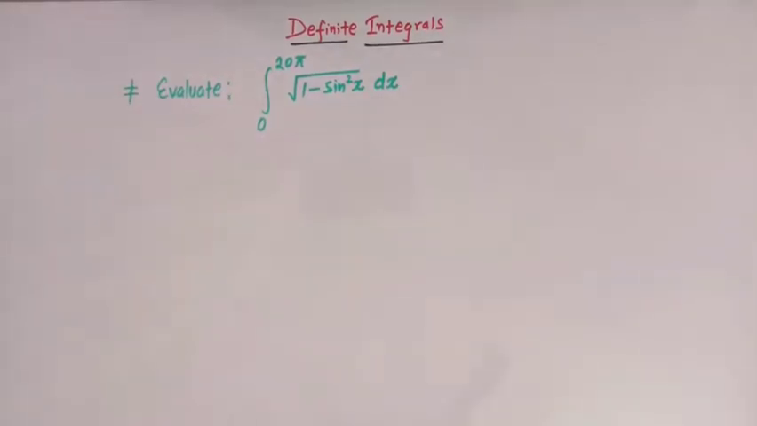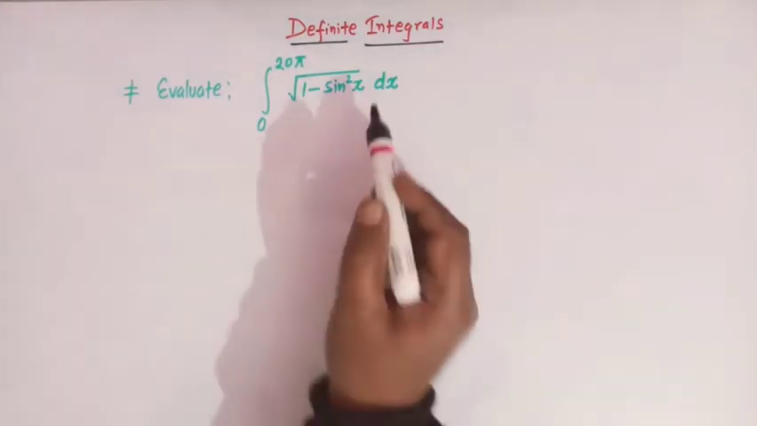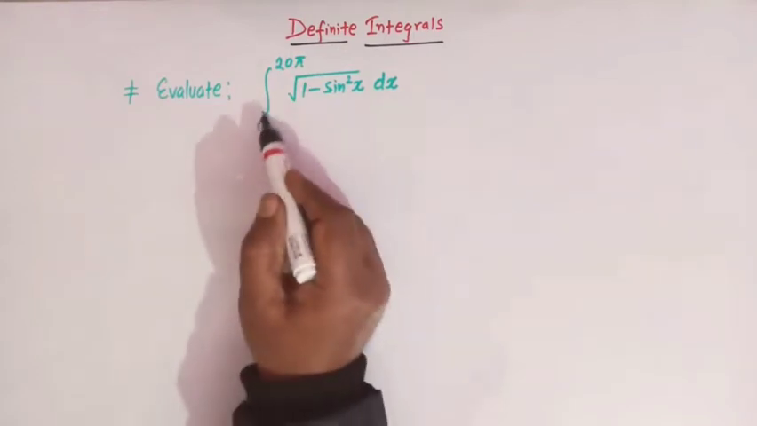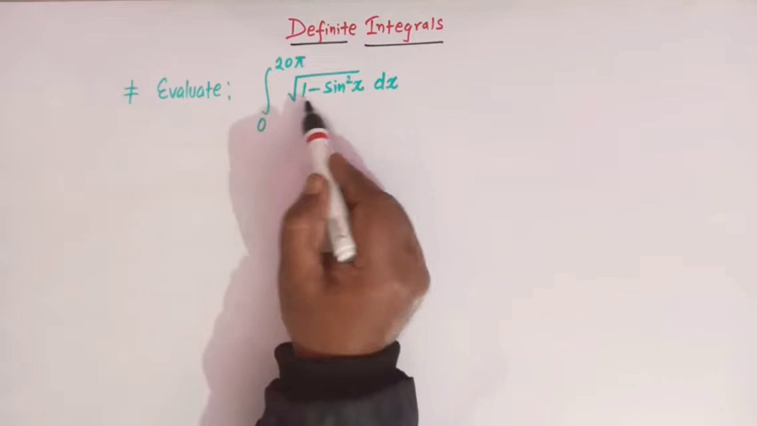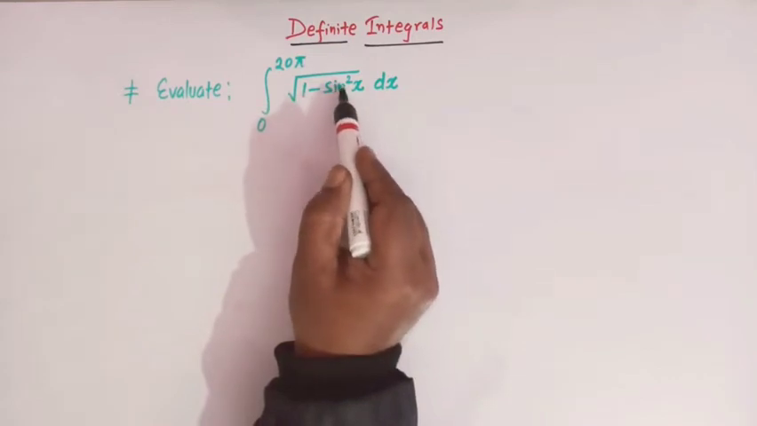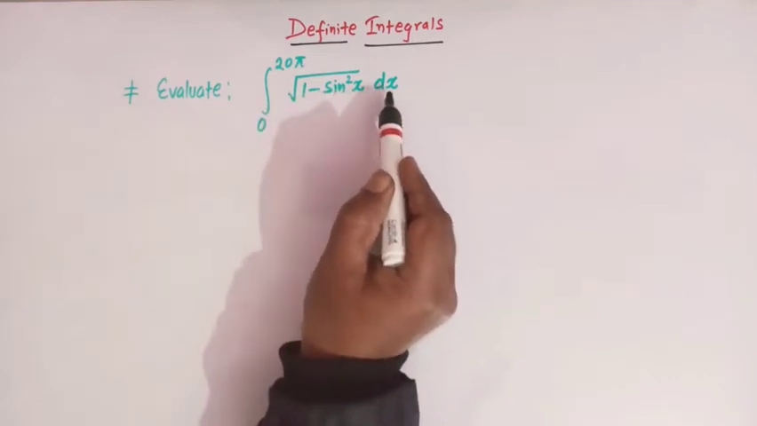Hello viewers, in today's class we are going to solve yet another important and conceptual problem from definite integrals. Here today we are going to discuss this integral from 0 to 20 pi of the square root of 1 minus sine square x dx.